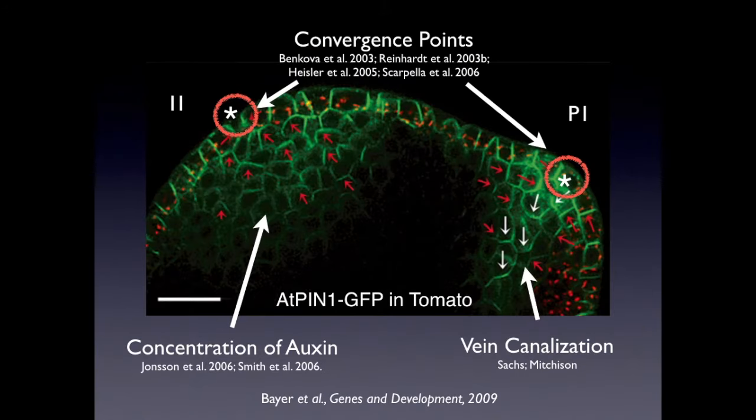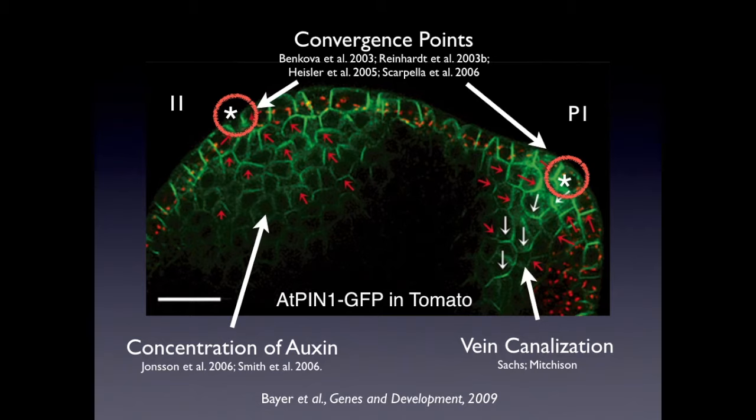So I'm going to show a lot of the phenomenology of PIN polarization in the shoot with this Arabidopsis PIN1 expressing tomato meristem. And these are two different organs at two different developmental stages. This one's younger, this one's older. And what you can see is a lot of polar PIN heading towards this spot, this convergence point, where all the polarization is presumably concentrating auxin, and that is necessary for organ initiation. I'm going to mark convergence points throughout the remainder of my talk with these asterisks.